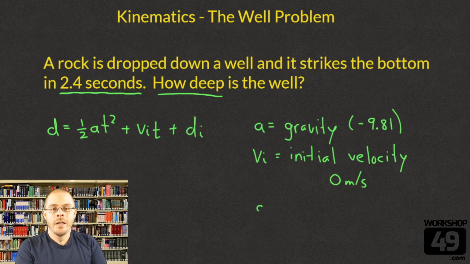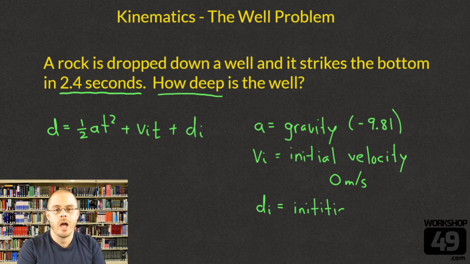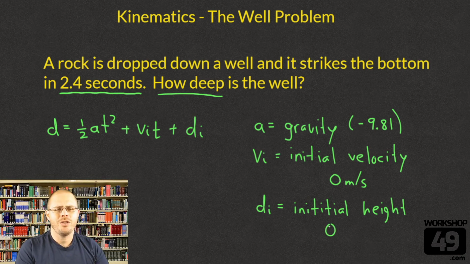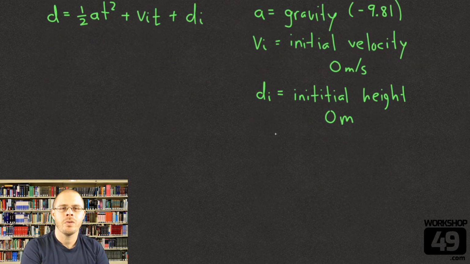And di, that's our initial position. In this case, our initial distance or our initial height. And because we're just dropping a rock down a well, unless we told you that you're like 5 meters above the well and then drop the rock, you can pretty much assume that that's going to be 0. We have all the information that we need. Let's go ahead and scroll this up and find out how deep this well is.